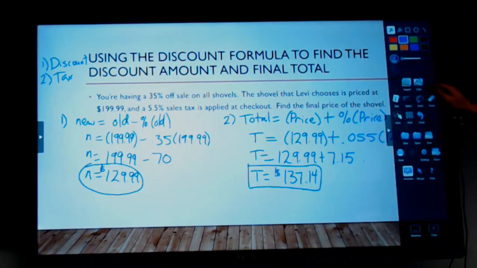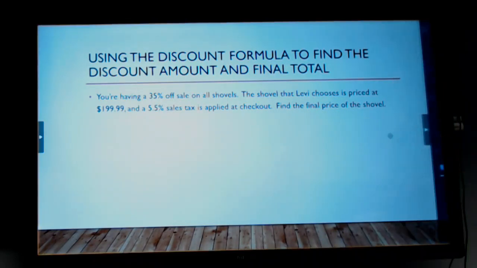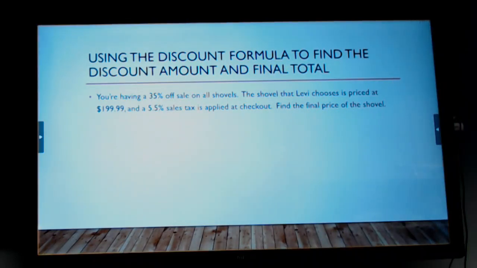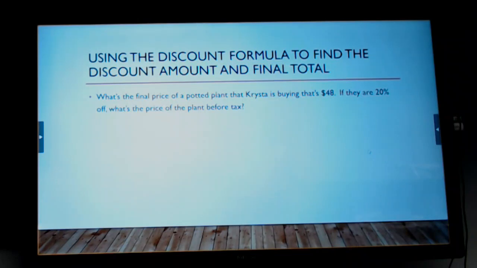Oops, hold on. Okay. Let's move along. How are we doing on time? 142. Okay. So this one is one where the list price is $48. It's 20% off. What's the price of the plant before tax? So it's actually easier than the one we just did.